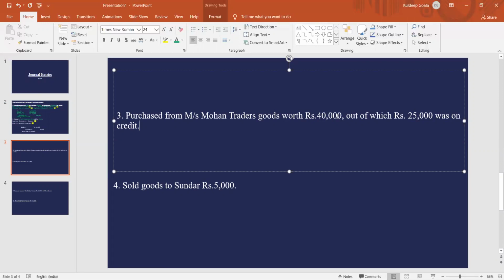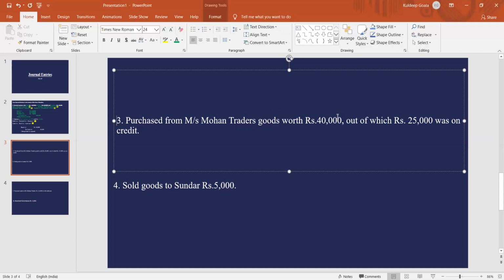Now whenever you get such a situation, you have to know whether the transaction is a cash transaction or a credit transaction. What is told here? It is told that out of which 25,000 was on credit. That means 25,000 rupees you are going to pay him later, and the rest, 40,000 minus 25,000, that is 15,000 rupees, you have already paid. Okay, clear? So you should remember, let me write it for you all.